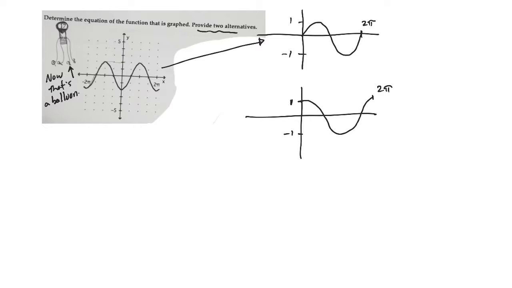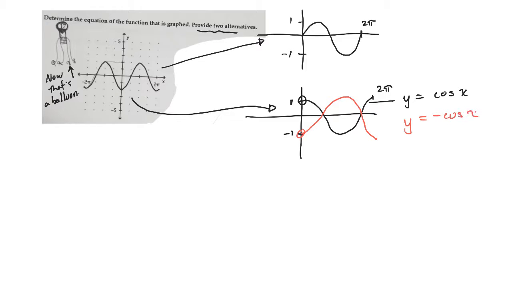Well, if I take a look at this graph, it almost looks like this one just flipped over. So instead of starting up high like this one, it's starting down low right there. So it sort of looks like that, but it's upside down. And there's an easy way to do that. I just throw a minus in front of it. So the black graph, this one, is y equals cos x. We'll say x. So the red one would be y equals negative cos x.